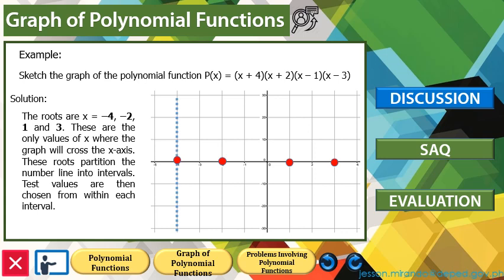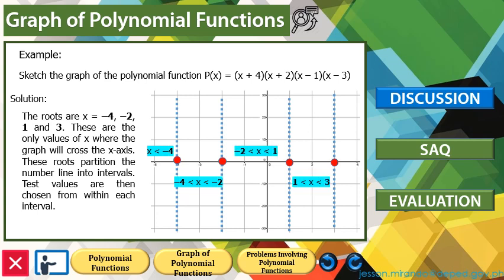These roots partition the number line into intervals. Test values are then chosen from within each interval. The first interval is -4 to -infinity. The second interval is between -2 to -4. The third interval is between 1 to -2. The next interval is between 1 to 3. And the last interval is 3 to +infinity.